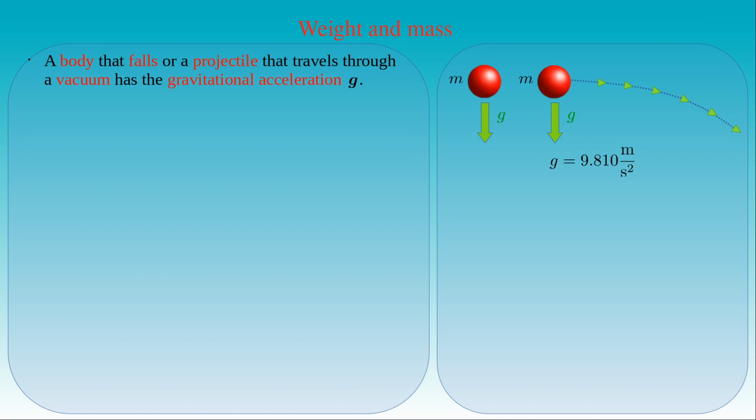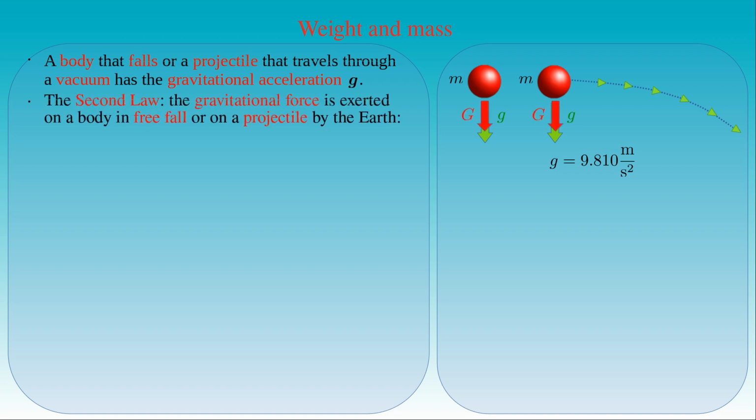In kinematics we have the following findings. A body that falls or a projectile that travels through a vacuum has a gravitational acceleration, denoted by g. The average value of this acceleration is 9.81 meters per second squared at sea level and is directed downward. Since free-falling bodies or projectiles have acceleration, we conclude from Newton's second law that a force is exerted on a body in free fall or on a projectile by the Earth, which is called gravitational force.